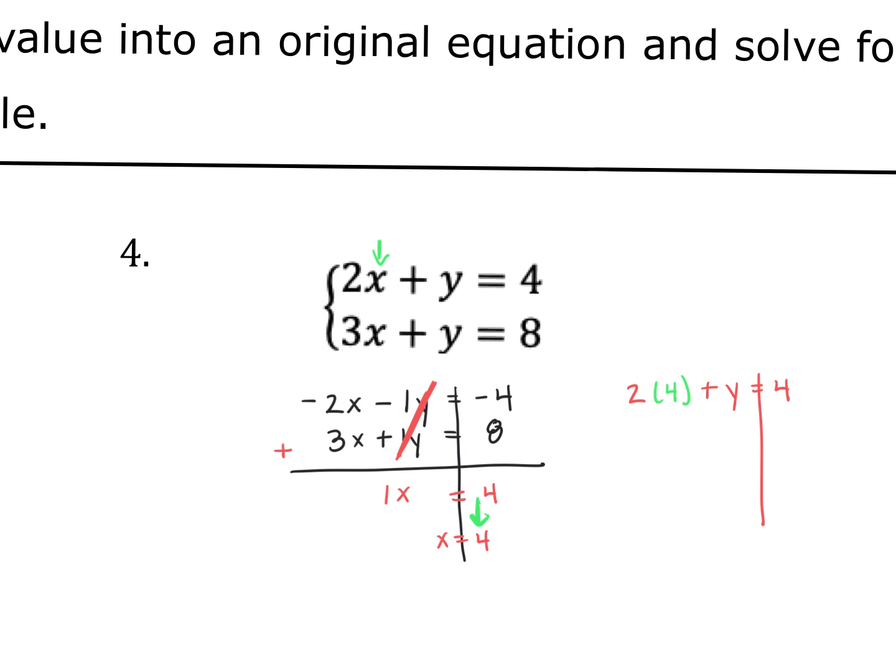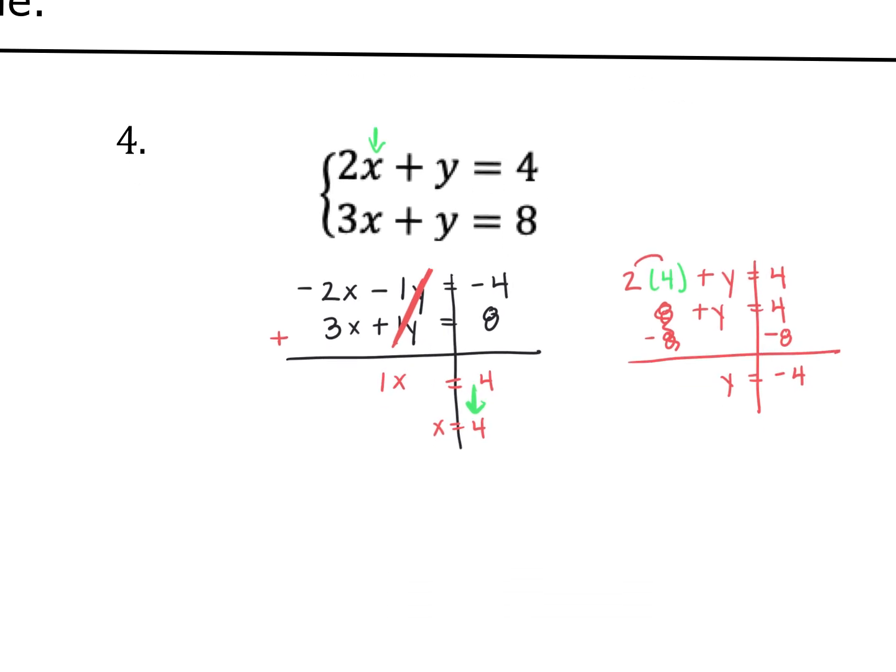Okay, the first thing I'm going to do is distribute. 2 times 4 is 8. So I have 8 plus y equals 4. And then if I want to get y by itself, I'm going to subtract 8 and subtract 8. So those 8s disappear, and I get y equals 4 minus 8 is negative 4. So for number 4, I'm getting a positive 4 and a negative 4. So I would just write those with a positive 4 because that's my x, so that's coming first, and then a negative 4, that's my y, that's coming second.